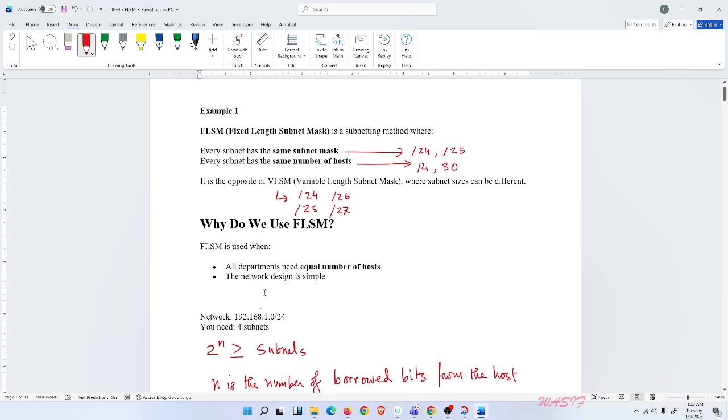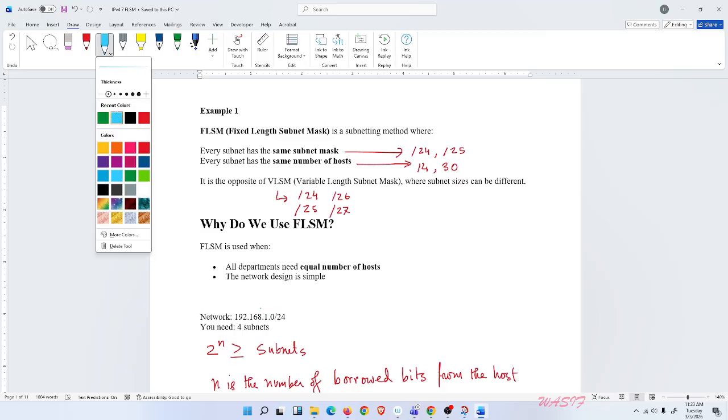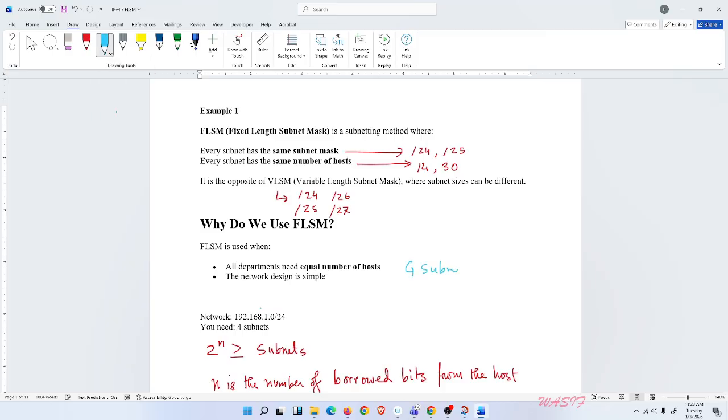If the question had been, here they said 4 subnets. If the question had been something like this, you need 4 subnets and each subnet will have, let's say, 500 hosts. So in this case you cannot use class C. Class C cannot be used because class C can produce only 256 IP addresses, and if you subtract 2, it will be 254 IPs, and that is not enough. So you cannot use class C, okay? So you need to use something like class B instead of class C, okay?